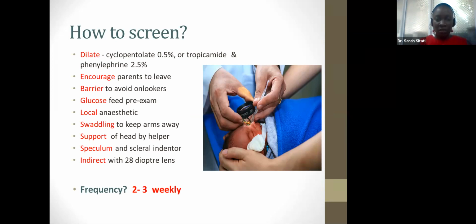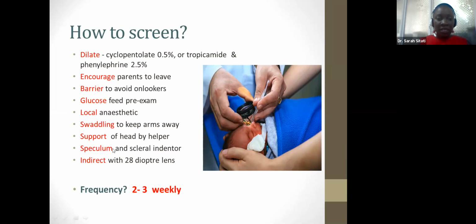We instill local anesthetic drops just before the exam, just to make the child more comfortable, and do a swaddle. The swaddle has two functions: comfort for the baby and to help keep the arms away from the examination site. And then if you can, support the head so that the baby does not move a lot. The less the baby moves, the faster the examination gets finished.